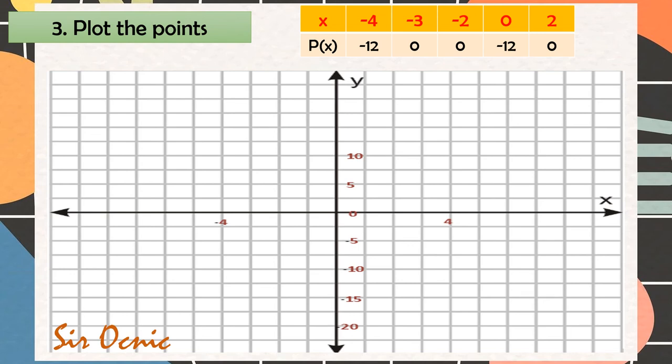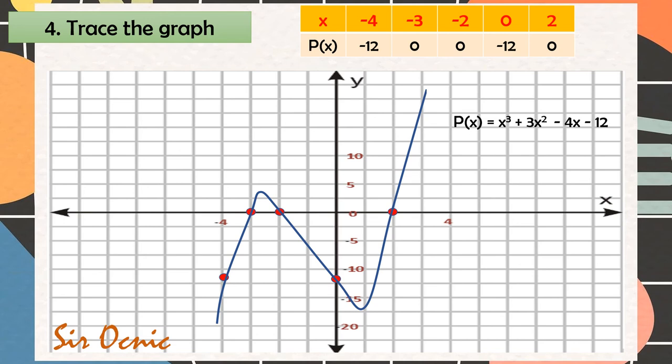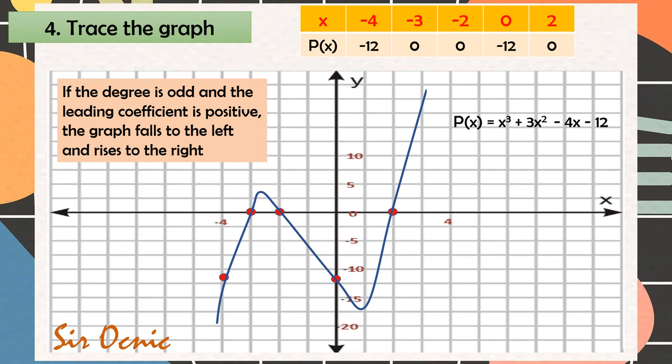Plotting the points on a Cartesian coordinate plane, we will then have negative 4, negative 12; negative 3, 0; negative 2, 0; 0, negative 12; and 2, 0. Let us now trace the graph. This is now the graph of x cubed plus 3x squared minus 4x minus 12. If the degree is odd and the leading coefficient is positive, the graph falls to the left and rises to the right.